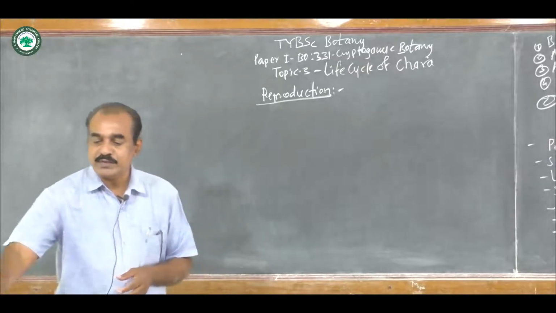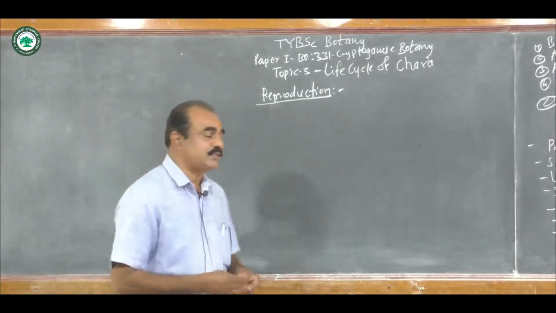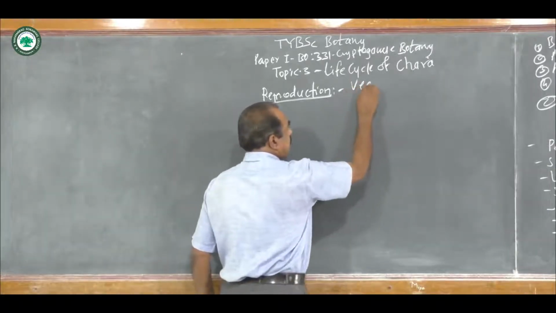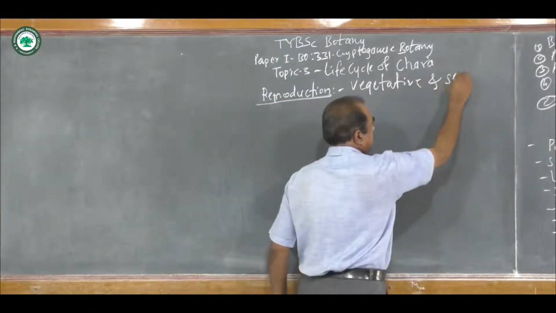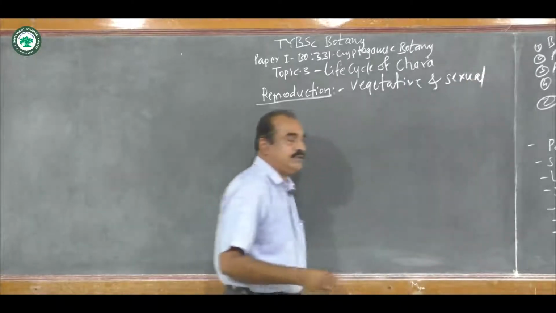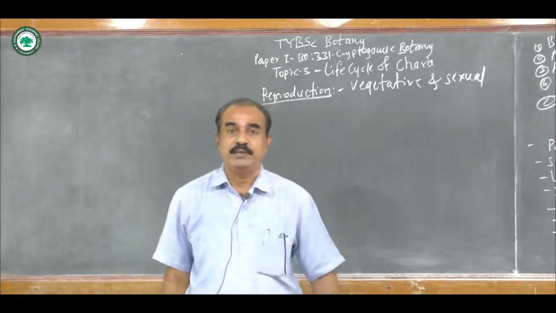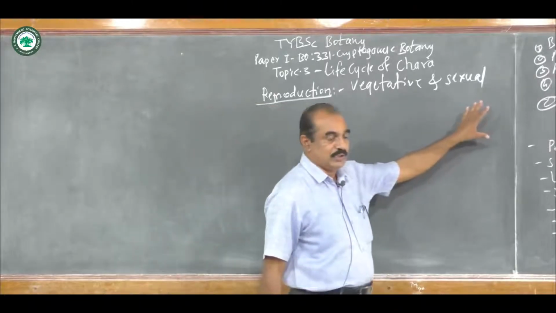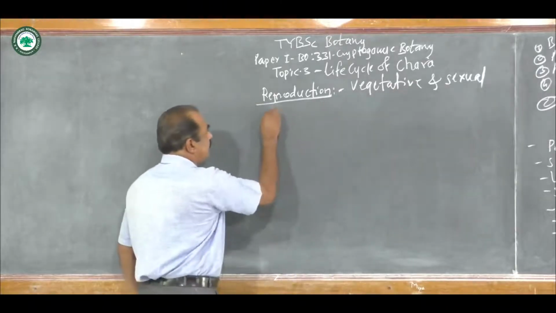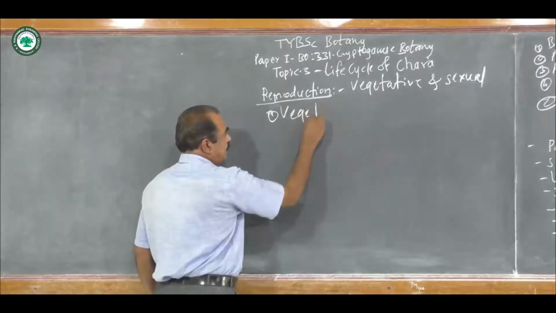The Chara reproduces by two different types of methods, that is vegetative and sexual. And here in this Chara, asexual reproduction is completely absent. So the Chara reproduces only by vegetative and sexual reproduction. Now from this, number 1, that is the vegetative reproduction.